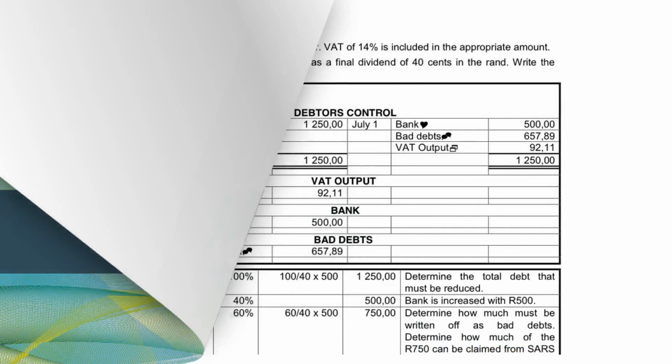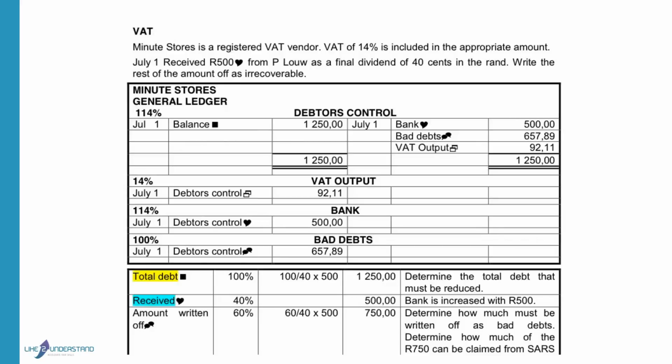Good morning. We will look at the effect of VAT when bad debts are written off. If we look at the information provided, Minute Stores is a registered VAT vendor and VAT of 14% is included in the appropriate amounts.